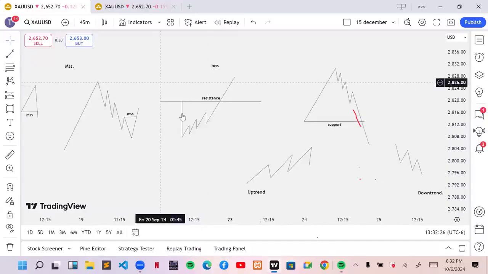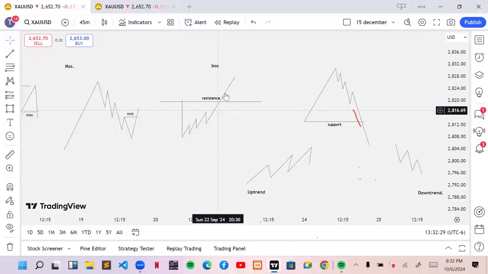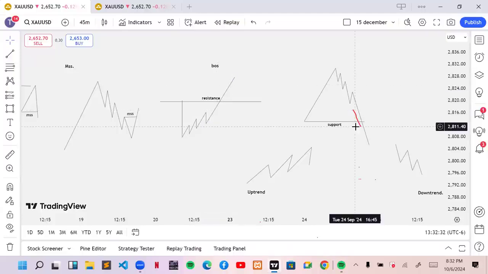But for break of structure, previously on an uptrend, it still broke structure on the upside. Previously on a downtrend, it still broke structure to the downside. That is the difference between break of structure and market structure shift. These are the two things I pay attention to when I look out for the structure part of my strategy.